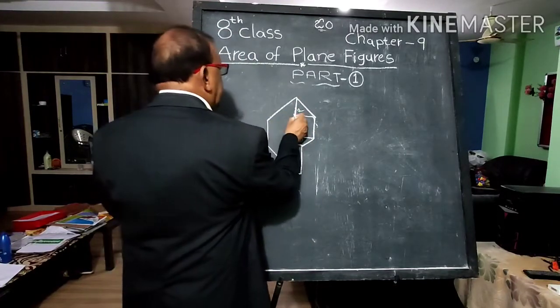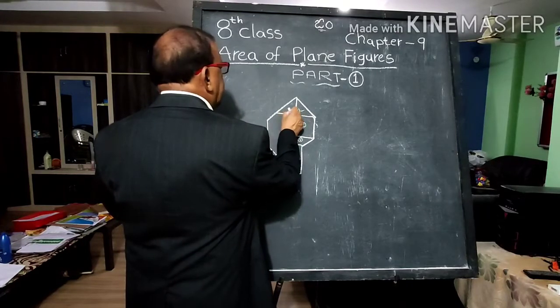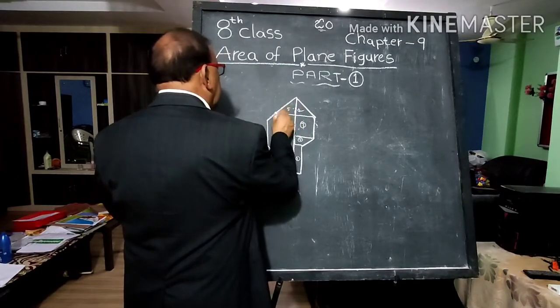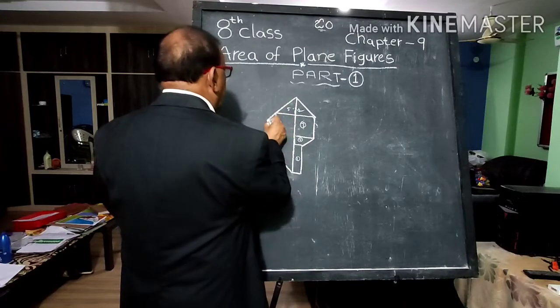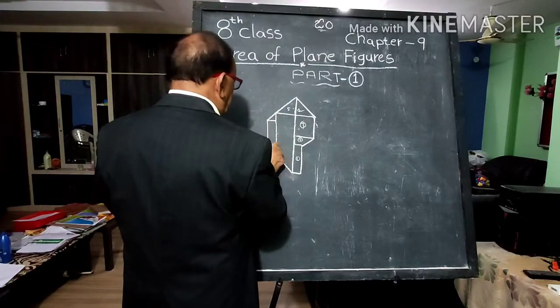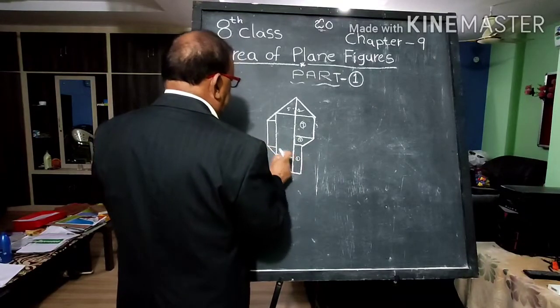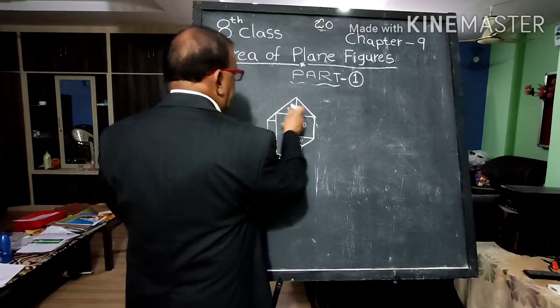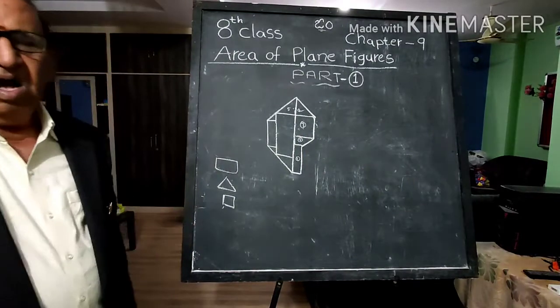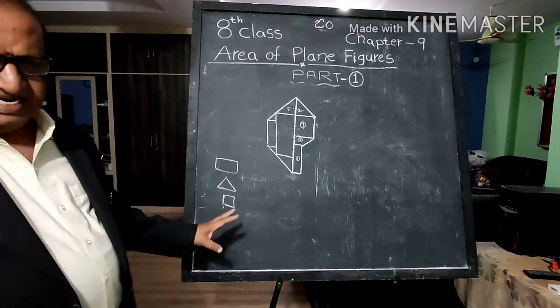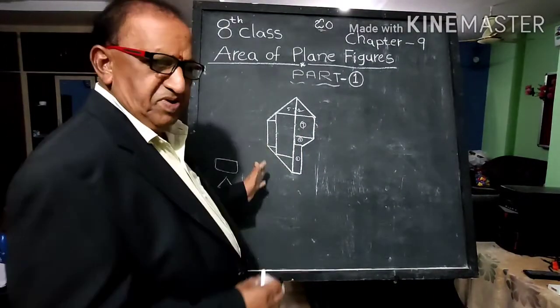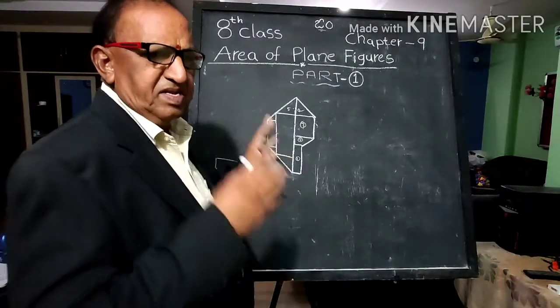Now here I will draw a line, this is a triangle. Now if I draw a line like this, then this becomes a triangle. And if I draw a line like that, and then a line like this, now it's a triangle, triangle, rectangle, triangle, like that. You can see now how easily I divided the complicated shape into small, simpler shapes.